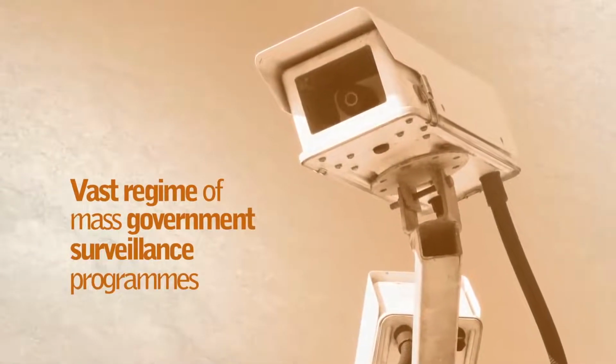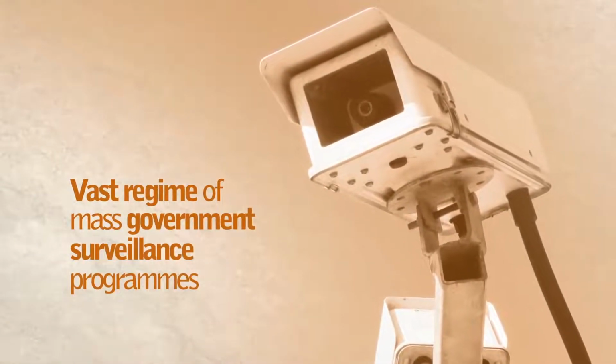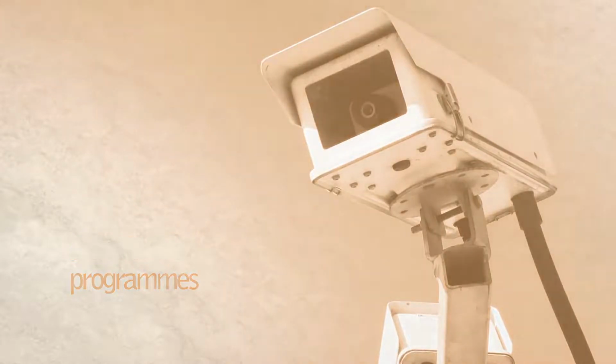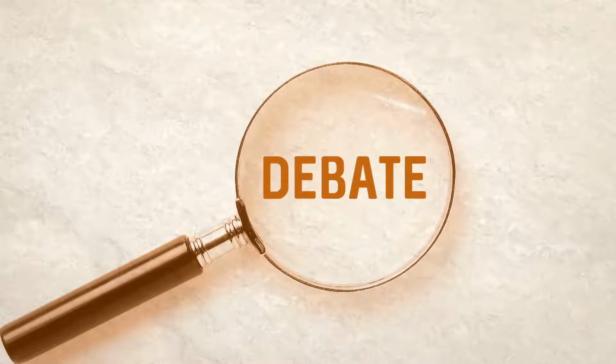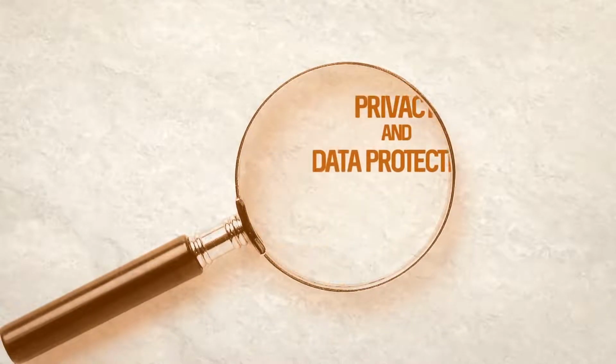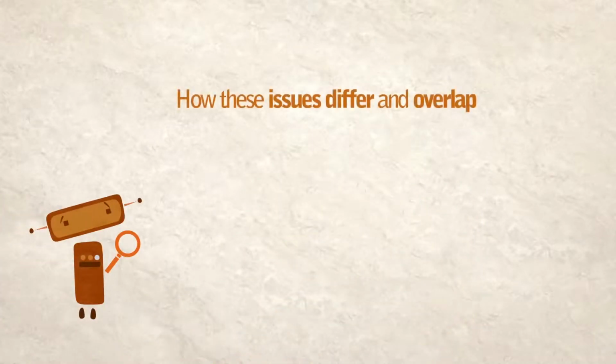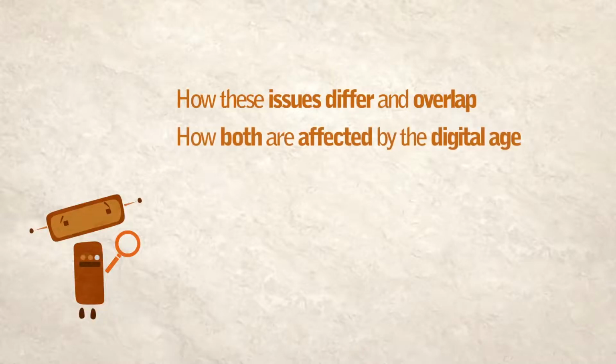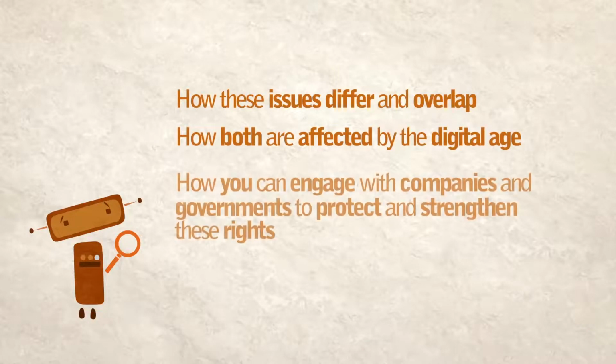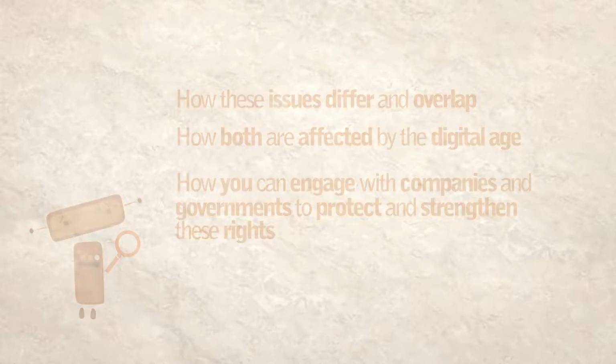In 2013, Edward Snowden uncovered a vast regime of mass government surveillance programs, opening a global conversation which is still unfolding today. In this video, we'll take a closer look at this debate, focusing on the related but distinct concepts of privacy and data protection. By the end, you should have a clear idea of how these issues differ and overlap, how both are affected by the digital age, and how you can engage with companies and governments to protect and strengthen these rights.